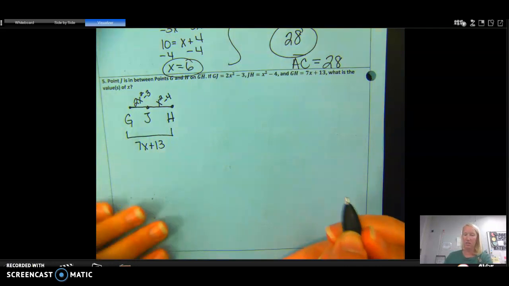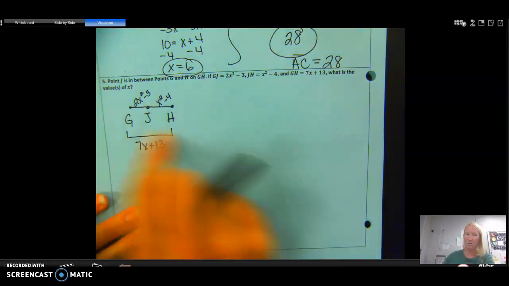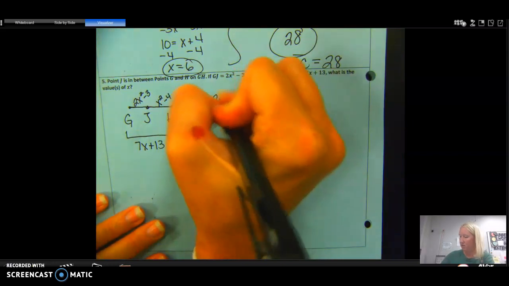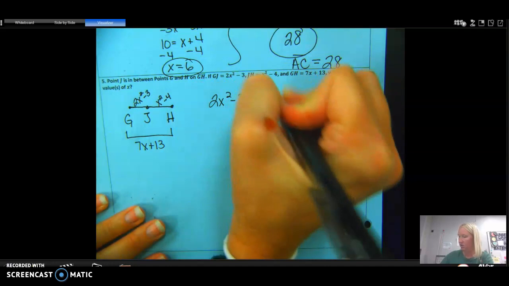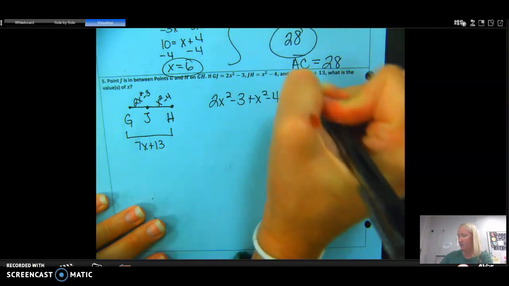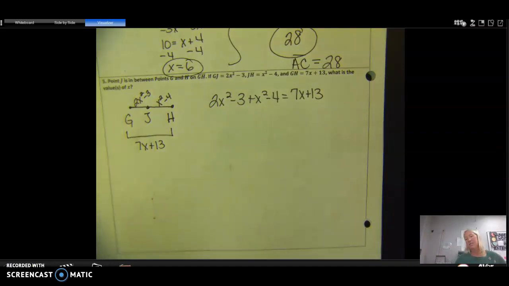So again, we're going to use our segment addition postulate. This segment plus this segment equals the whole thing. So 2x squared minus 3 plus x squared minus 4 should equal 7x plus 13. Now, this one's a little tricky. I want you to pause me and truly solve for x. See if you can do it. My clue to you is to think about our review unit, because you're going to be using that. Unpause me when you're done or if you get stuck.